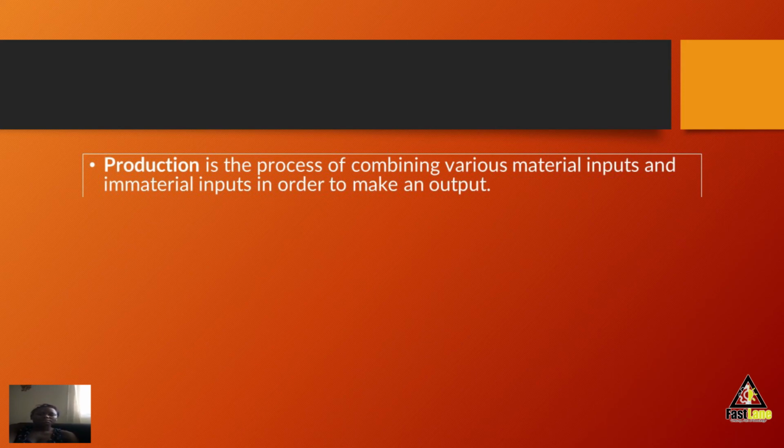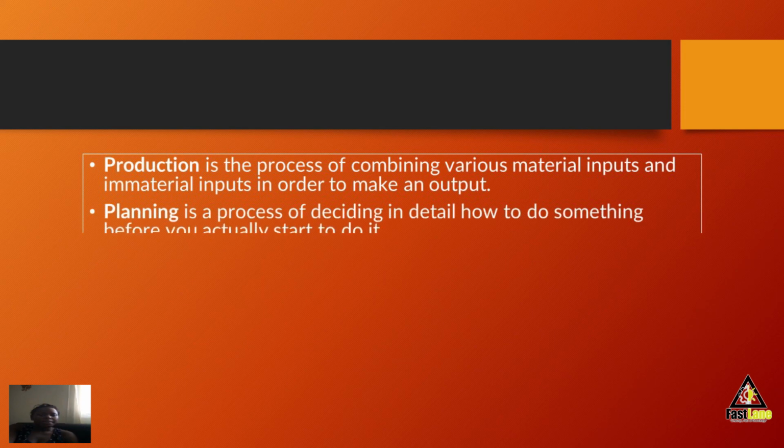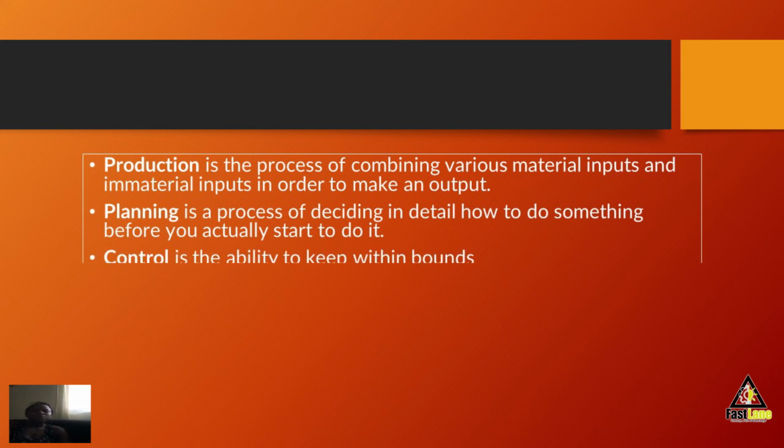Then what is planning? Planning is a process of deciding in detail how to do something before you actually start to do it. Before you proceed with the production process, you need to first make a plan, know how you're going to produce your products.